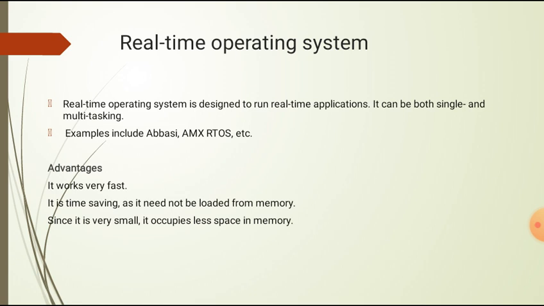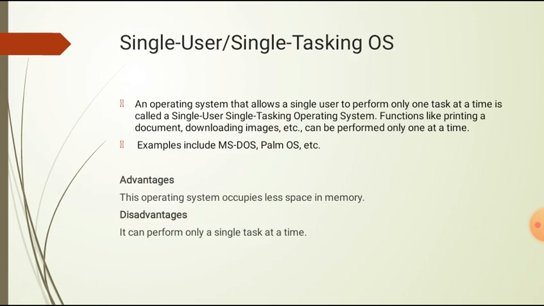Real-time operating system is designed to run real-time applications. It can be both single and multitasking. Examples may include Abasai, AMX, RTOS, etc. Advantages of real-time operating system: it works very fast. It is time saving as it need not be loaded from memory. Since it is very small, it occupies less space in memory.